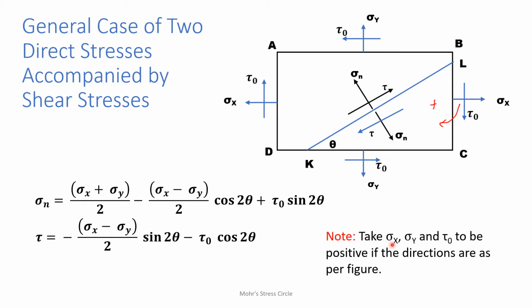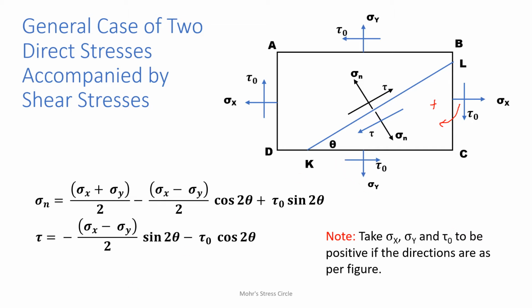For the present, sigma x will be positive because tensile, sigma y positive because tensile, and tau naught is taken to be positive if on the BC plane it makes a clockwise couple. Otherwise, if sigma x is compressive, take it negative. Sigma y compressive, take negative. If tau naught here has its arrow upwards, then it will make an anti-clockwise couple, so take it to be negative.